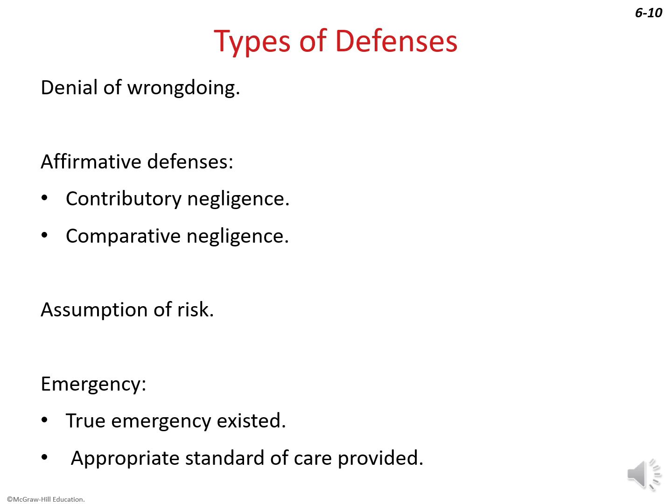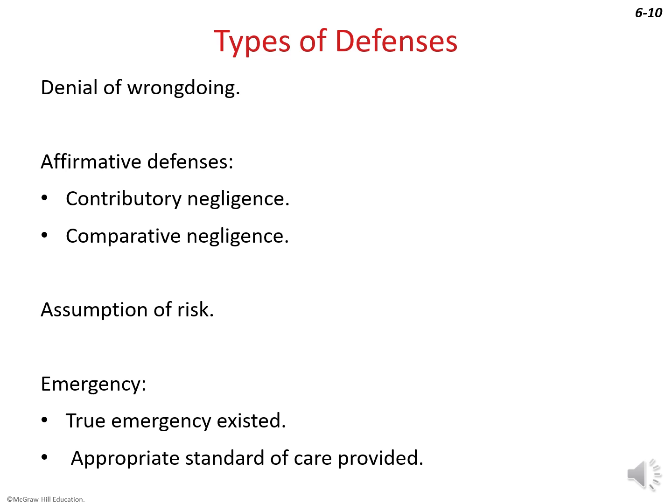Types of defenses. There could be a denial of wrongdoing, and that would be saying that a situation didn't occur, or that maybe you weren't there when the situation occurred. You could say an affirmative defense, and that would be contributory negligence and comparative negligence. So contributory negligence is where the patient maybe contributed to them not recovering as quickly, or they contributed to their personal injury. And you're going to read a court case about that for this chapter and have a discussion on that.